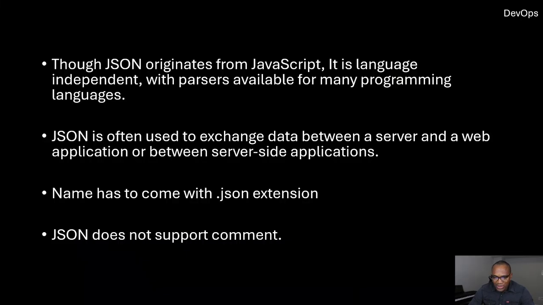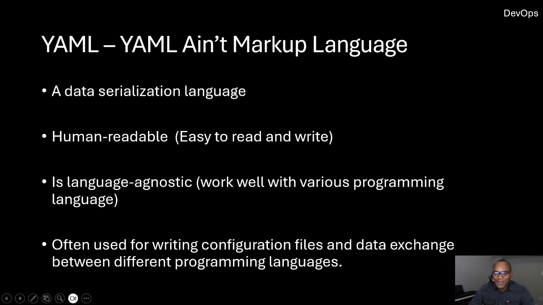Now we're going to YAML. YAML means YAML markup language. It's funny, it's a data serialization language. It's human readable. It's very easy to read and write. You don't need commas, you don't need your double or single quote, you don't need your bracket or curly bracket, you don't need all those things. It's language agnostic. It works very well with various programming languages, and most programming languages can convert YAML to its own data structure for usage. It's often used for writing configuration files, like I said earlier.